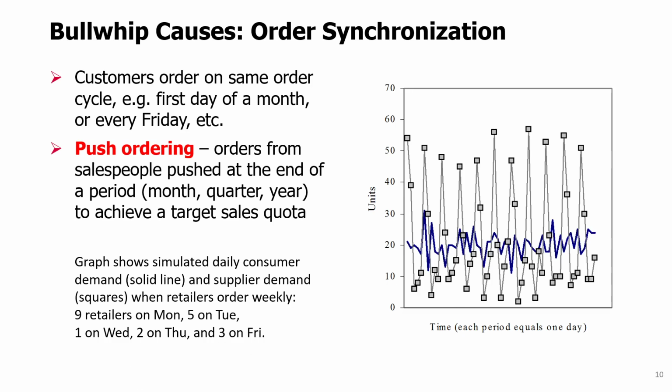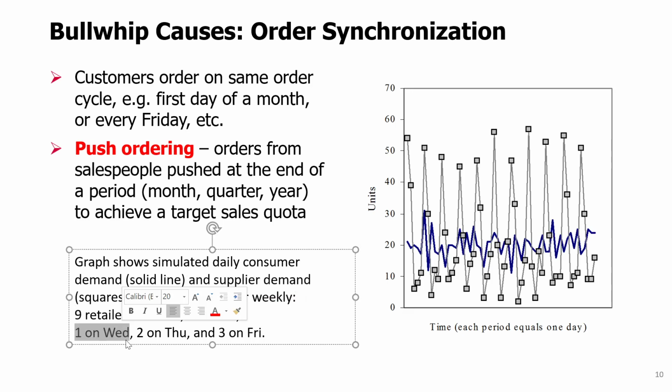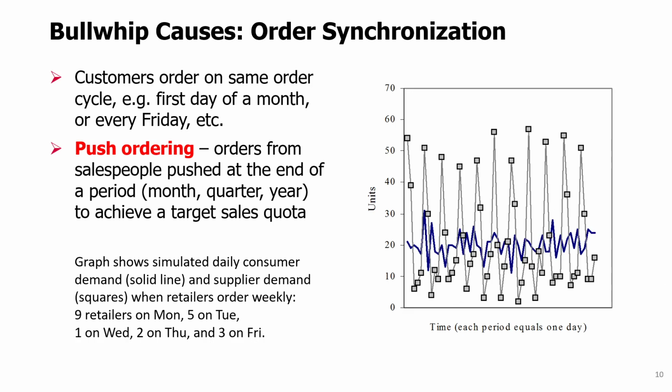This graph shows what happens. You see the continuous blue line, which is the daily consumer demand for some product, and the gray line with squares is what retailers order weekly from a distributor or a warehouse. Because there are much more retailers ordering on Monday, and only one ordering on Wednesday, and other days are also much smaller, you see a lot of demand swings here.